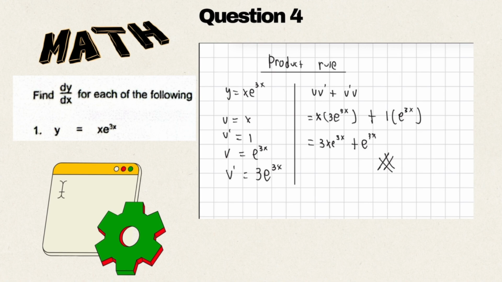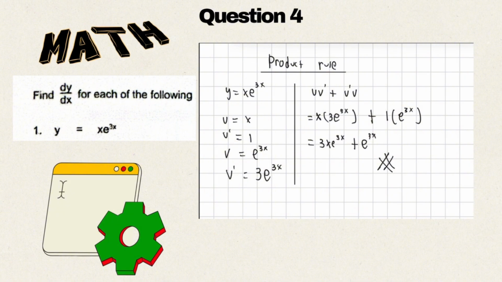First, let's set u equal to x. Differentiating x with respect to x gives us u prime equal to 1. Next, let's set v equal to e to the power of 3x. To find v prime, we have to apply the chain rule to the exponential function. The derivative of e to the power of 3x is the function itself multiplied by the derivative of its exponent, which is 3. This gives us v prime equal to 3 times e to the power of 3x.